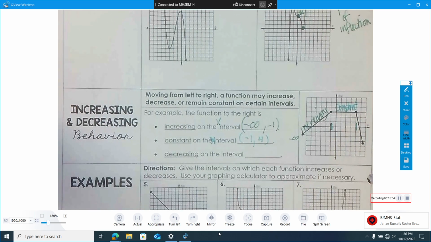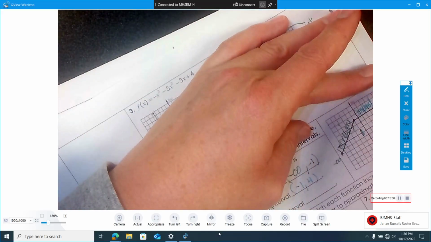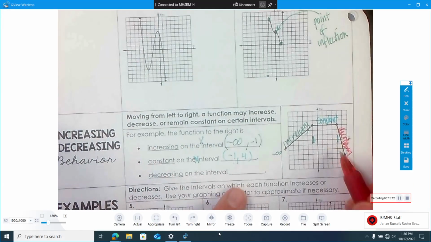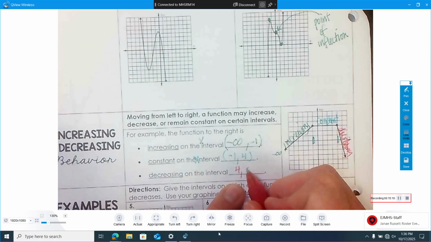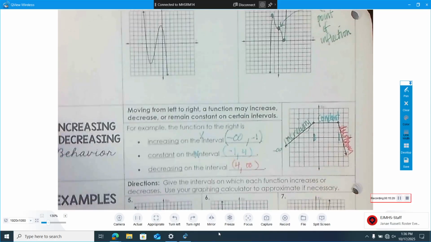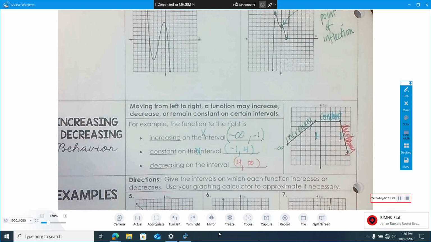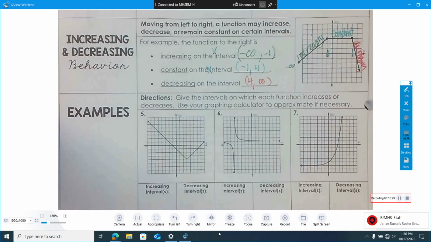And then, what is our function doing after that? It's decreasing. Decreasing from 4 on the x-axis all the way to all the rest of the x's. We're going downhill. So from 4 to infinity, we're decreasing. That's nice. It's super easy, yeah? Super easy. All right. So let's look at a couple of these.